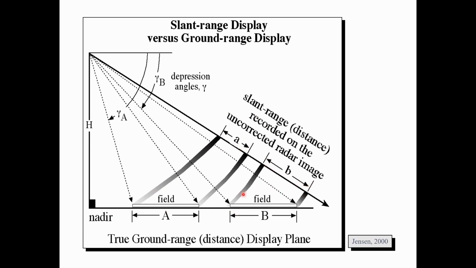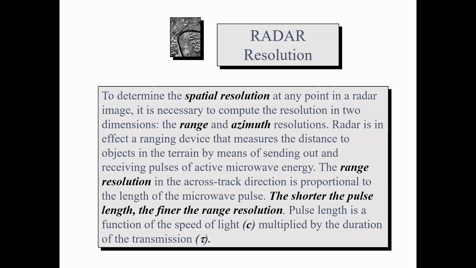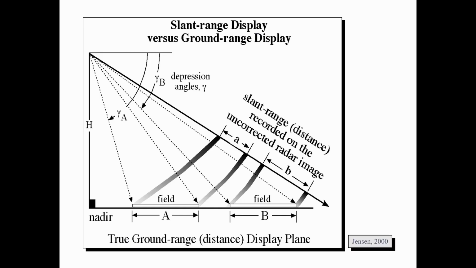Now, what this means is that because it does side looking, in these radar images you have a tendency for points that are closer to the nadir to be compressed, points somewhere in the middle to be the normal size, and those that are far away to be stretched.